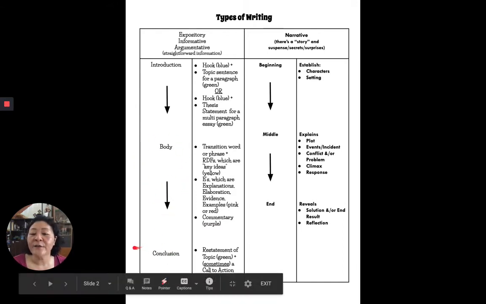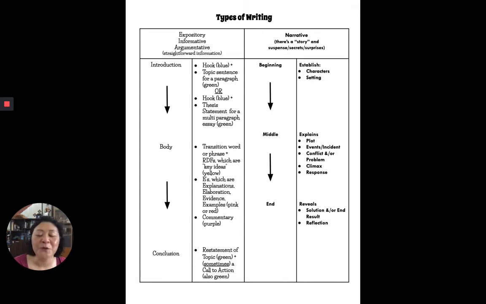Then you will have a conclusion. And in the conclusion, you will restate your topic, which will be green. And sometimes you will have a call to action, which will also be green.